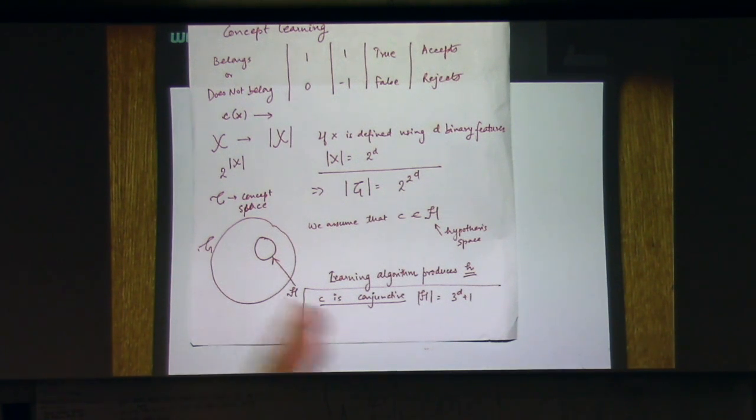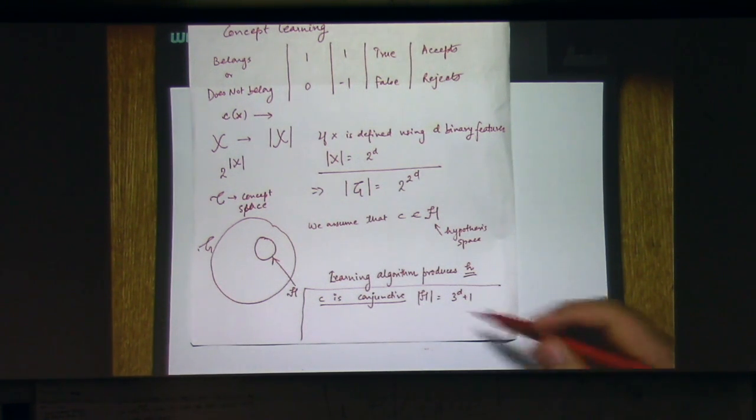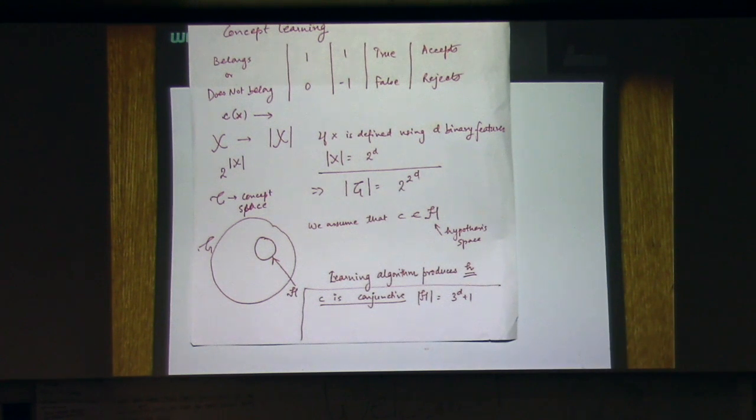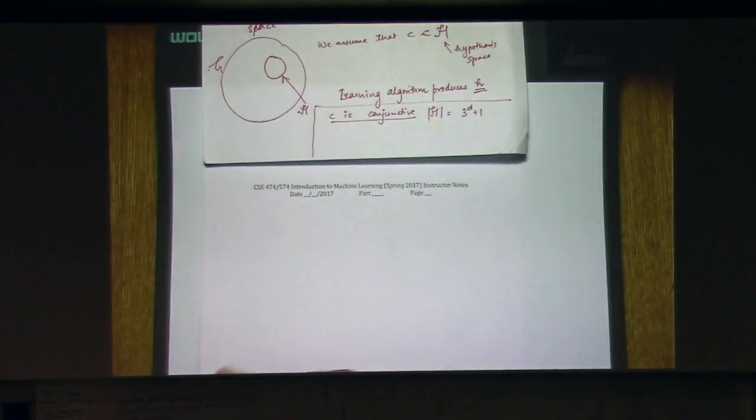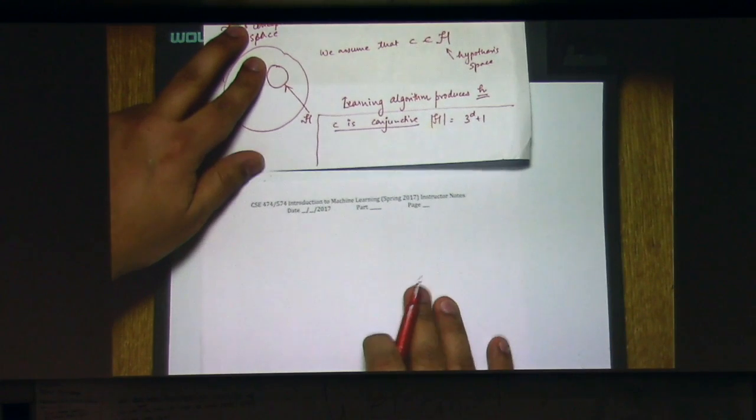So we can either have, assuming that you have all these binary values, right? So you can enumerate it and it comes out to 3 power d plus 1, which is much smaller than 2 power d. Then we said that if this is the case, we looked at one particular algorithm called FindS, and we showed how it runs. This is just a brief recap of what we did on Friday.